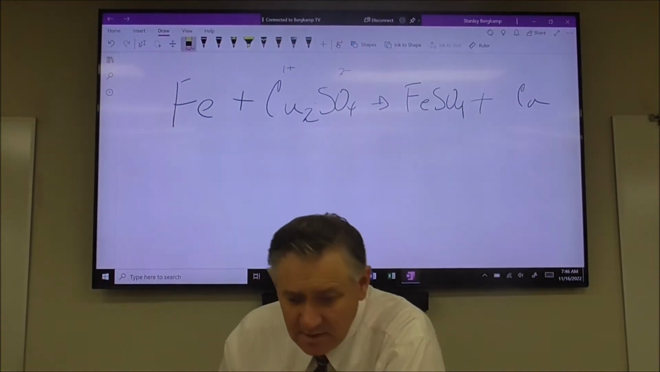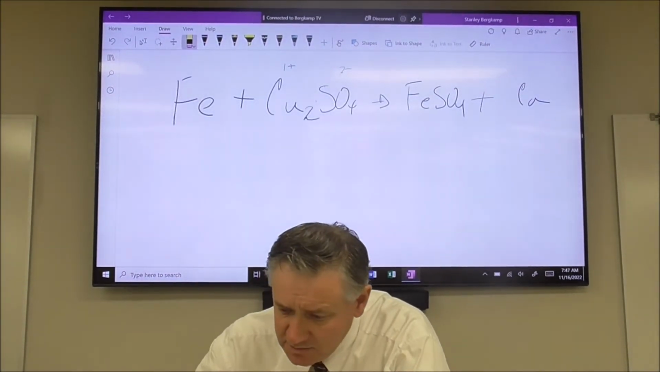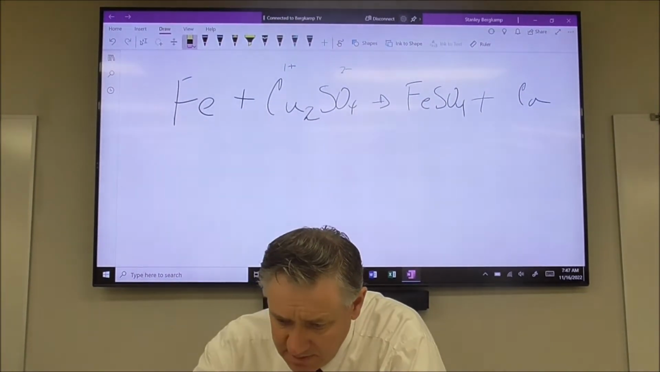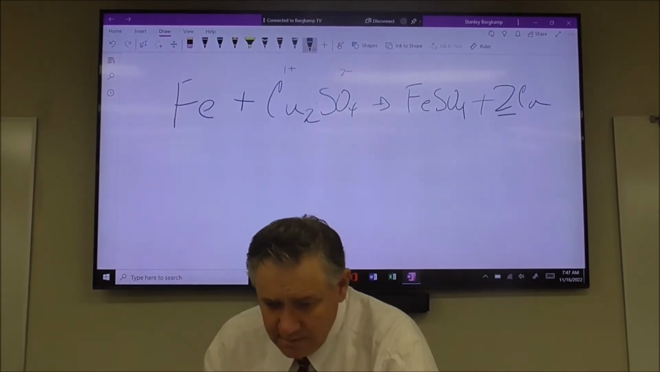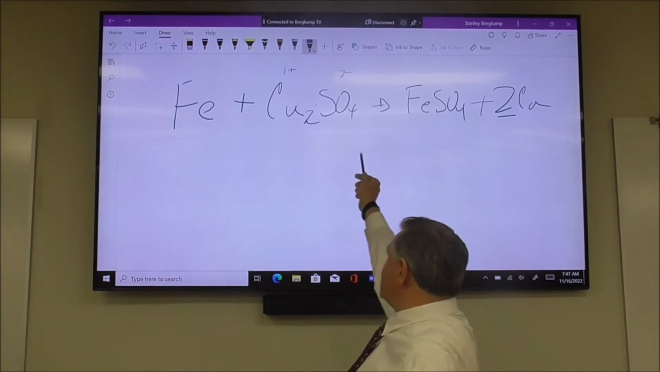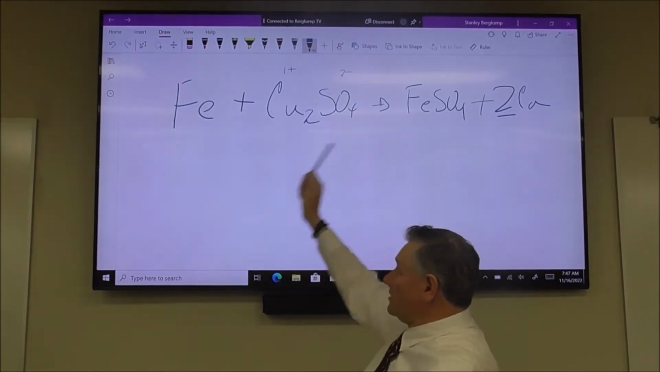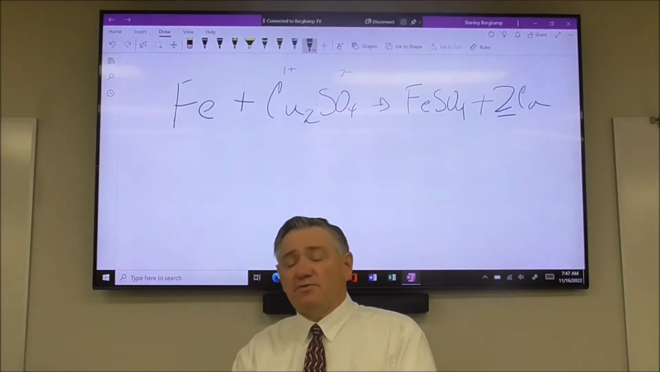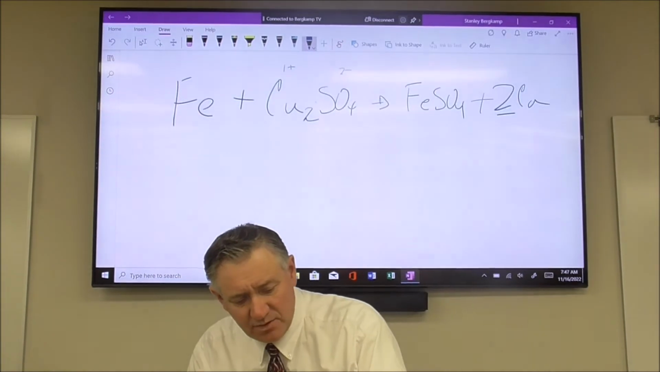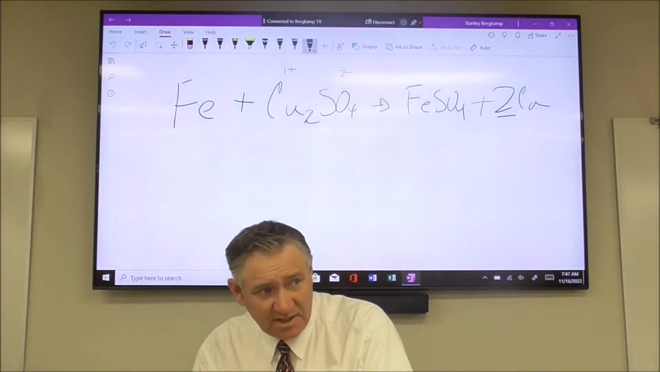So then you begin to balance it with the coefficients. Then you go, oh, I've got 2 coppers. Oh, I'll put 2 coppers here, okay? Now, I've got 1 sulfate, I've got 1 sulfate, I've got 2 coppers, I've got 2 coppers, I've got 1 iron, I've got 1 iron, boom, it's balanced, okay? So if you pay attention to the little things, the big things will take care of themselves.